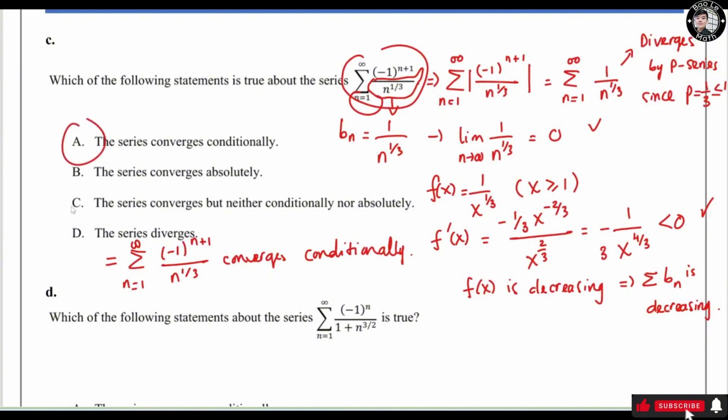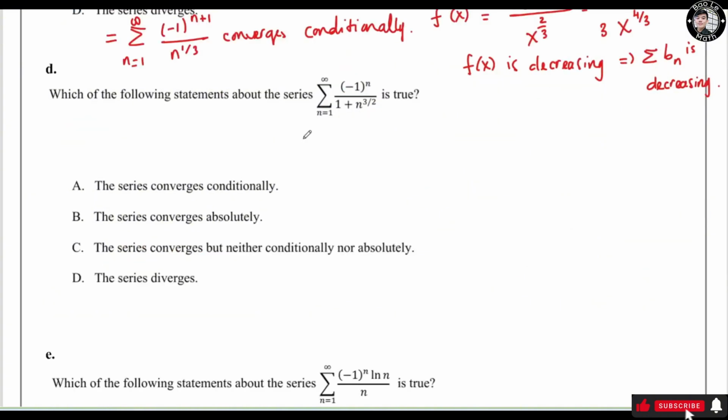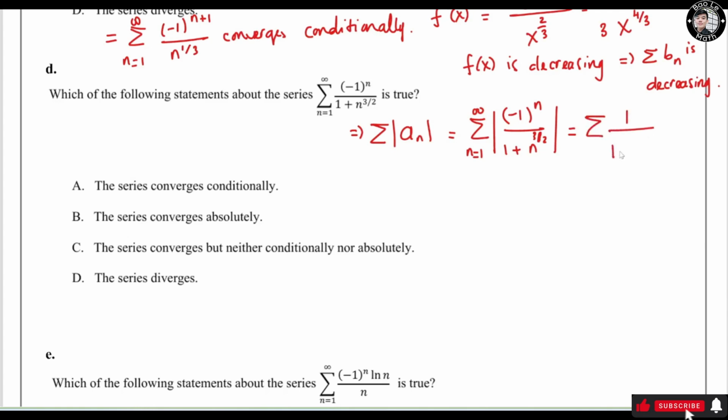So the answer must be A. Now let's move on to question D. We do exactly the same things, right? Now we need to check the absolute value, right? So we have the series of absolute value of a sub n. It's going to be the absolute value of (-1)^n over (1 plus n)^3.5, right? So it's going to be the series of 1 over (1 plus n)^3.5, right?